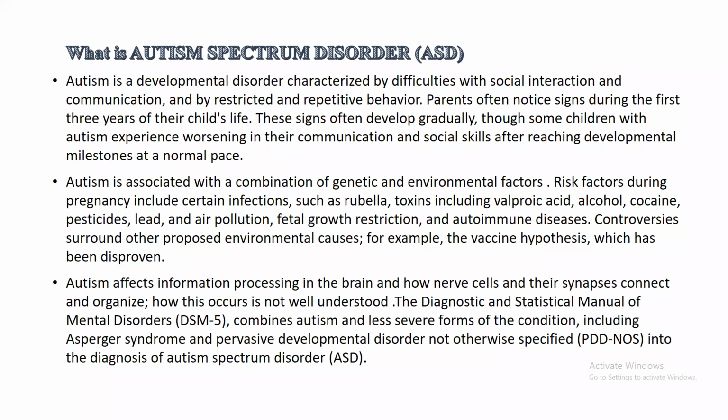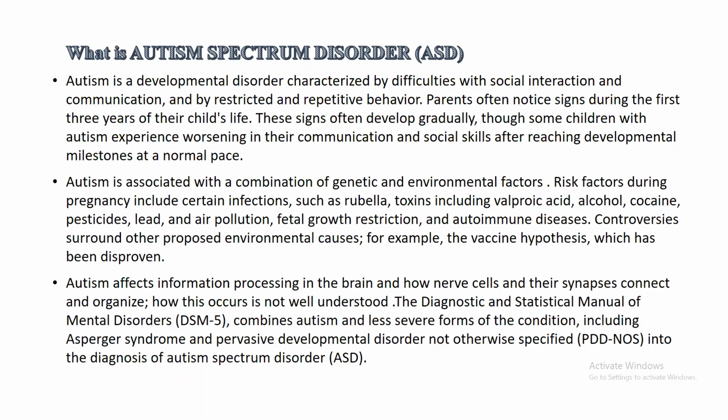Autism is associated with a combination of genetic and environmental factors. Risk factors during pregnancy include certain infections such as rubella, toxins including valproic acid toxicity, alcohol, cocaine, pesticides, lead, and air pollution, fetal growth restriction, and autoimmune diseases. I guess in pregnant women with epilepsy or seizures, if they find any case of valproic acid poisoning, it might be a risk of incidence of autism in the child, in the neonate.